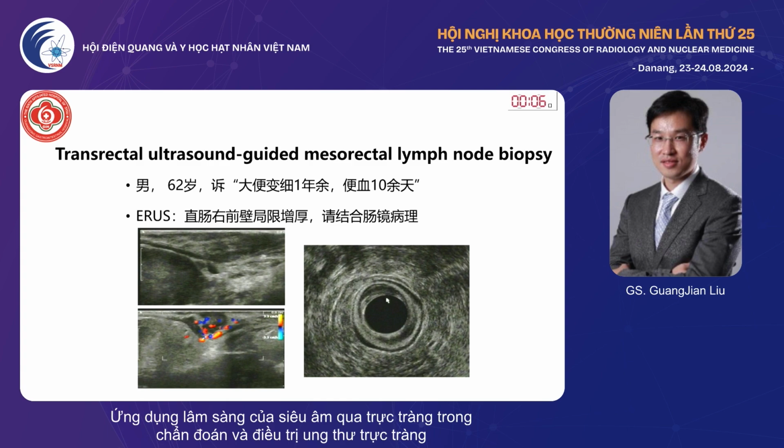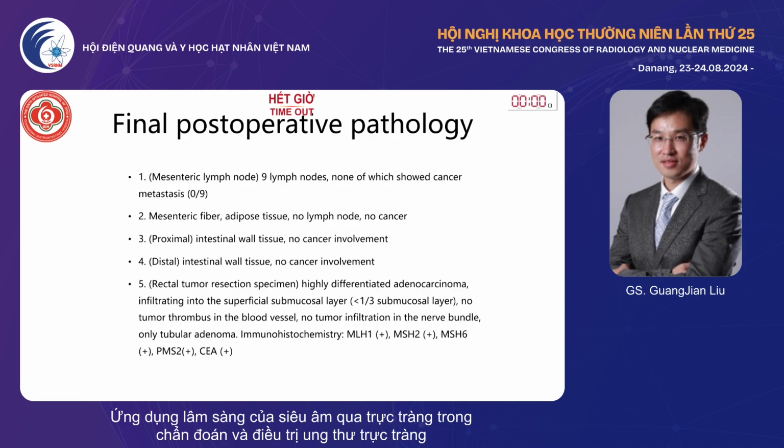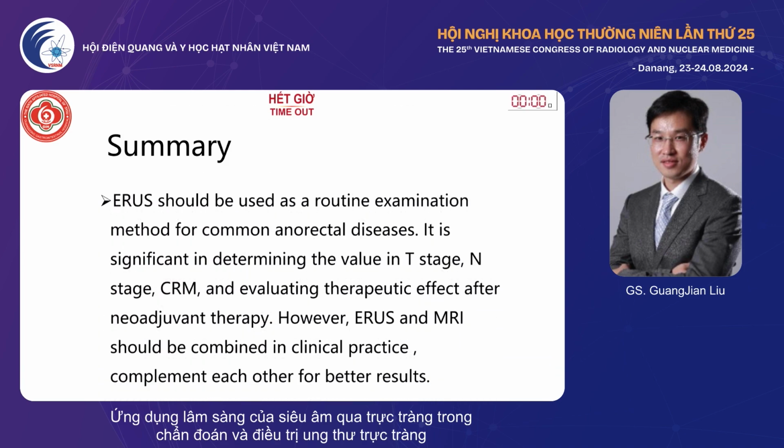In this study, we can also perform transrectal ultrasound guided biopsy for the lymph nodes. This case has a 5 millimeter node, which means 50% chance of positive metastasis. But after we biopsied, it was negative, so the patient can avoid the NCRT treatment.